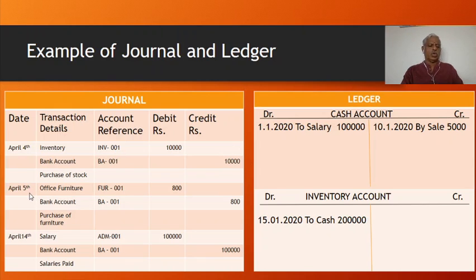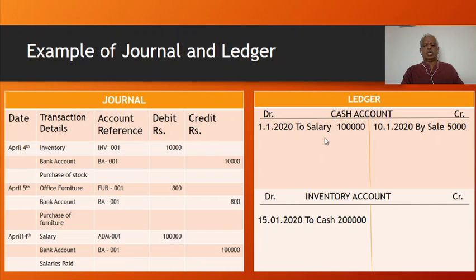This transaction, let us look at. April 5th, office furniture 800 rupees debited and bank account 800 rupees credited. It means you paid money for purchase of furniture. See, the narration is given: purchase of furniture. Similarly, on April 14th, there is another transaction recorded in our journal. Salary account is debited by 1 lakh and credited to bank account. It means salary is paid. Salary is expenditure. You have debited this, and the 1 lakh rupees salary is paid by crediting bank account. So this is how the journal looks.